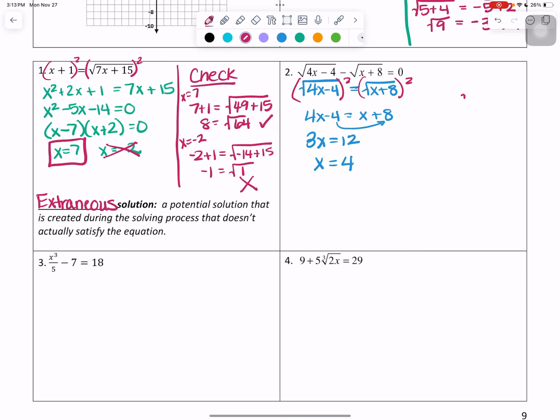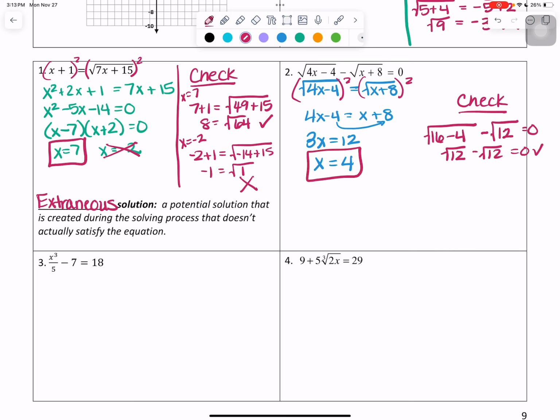So we check it, make sure it works. Square root of 4 times 4 is 16, so I have 16 minus 4, minus the square root of 4 plus 8, and that's 12. Okay, so 16 minus 4 is 12, so square root of 12 minus square root of 12 is 0. That works. There is my answer.